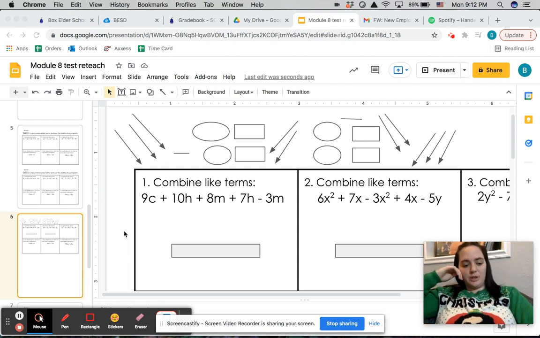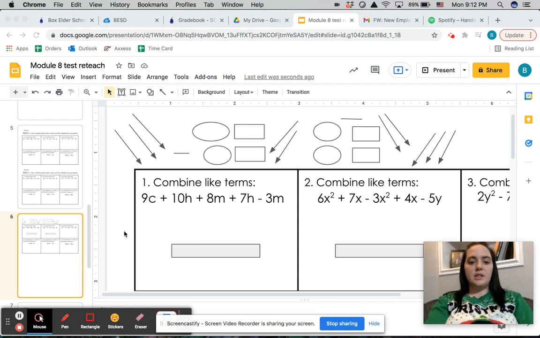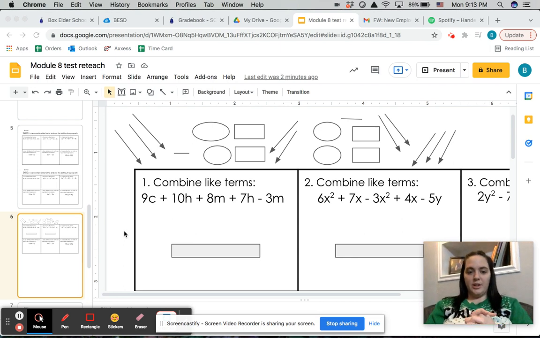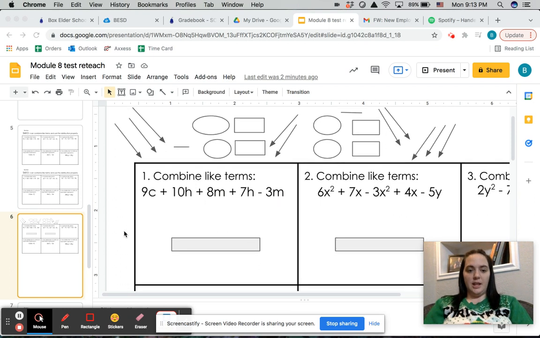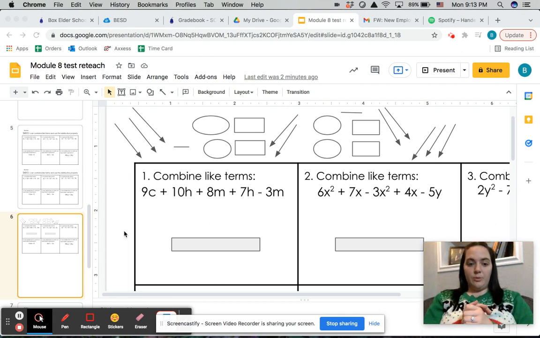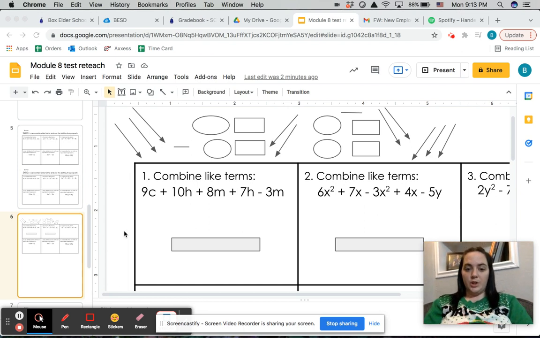Okay, so for number one, you should have this piece of paper in front of you for this lesson. What we're going to do is combine the like terms of number one. Number one is 9c plus 10h plus 8m plus 7h minus 3m. We already know that if we have multiple terms with the same variable in it, we can combine them and put them together.